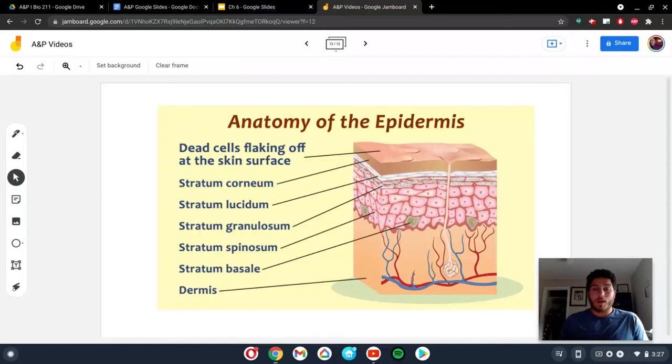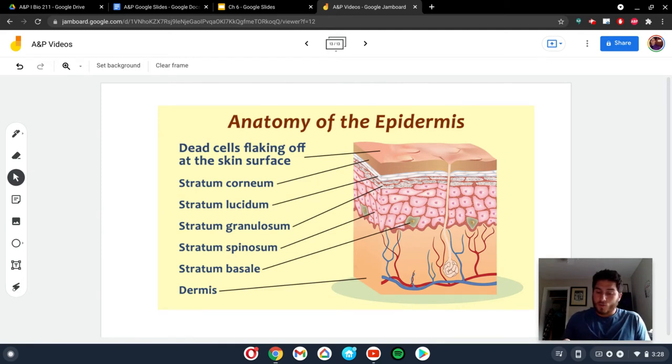Hey everybody. So we're going to begin by talking about the epidermis. This is the first layer that we're going to talk about with the skin. It is the top layer of the skin. Before we go into detail about the layers within the layers of the skin, it is very important to mention that there are three distinct layers of the skin, as you see in this image here.